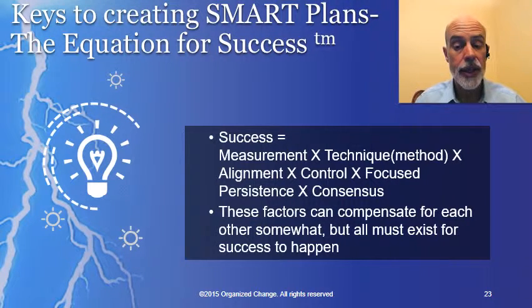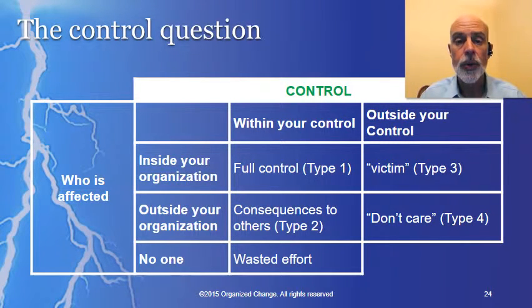Focused persistence, that is good planning, helps tremendously, and developing a consensus is also very important. These factors can to some extent compensate for each other, but all must exist to one extent or another to make success happen. In our previous slides, we've already talked about measurement as well as the levels questions, that is what kind of management and techniques you need to be using to accomplish organizational change. Here, I want to give you some more detail about control. One of the most important things is to make sure that what you can control is in line with what you actually want to achieve.